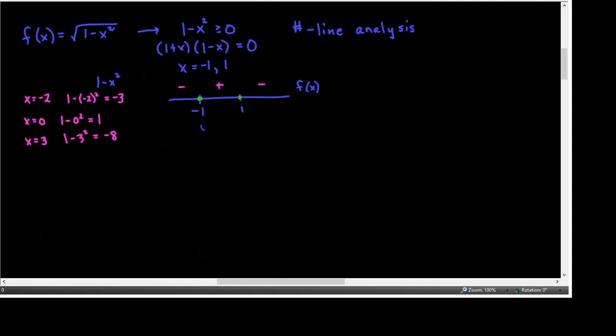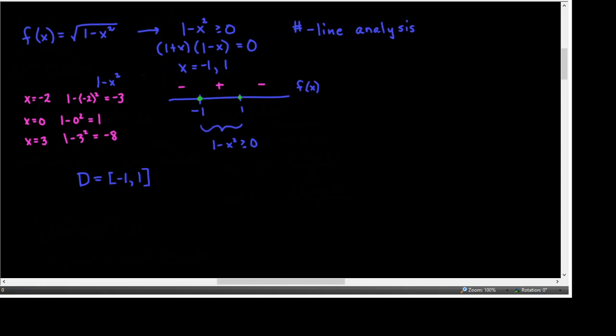It's 0 at -1, and greater than 0 between -1 and 1, and then 0 again at 1. So those are the places where 1 minus x squared is greater than 0, between -1 and 1, or equal to 0 at -1 and 1. That means the domain of this function is every x value that would give us a number greater than or equal to 0, which will be from -1 included to 1 included.